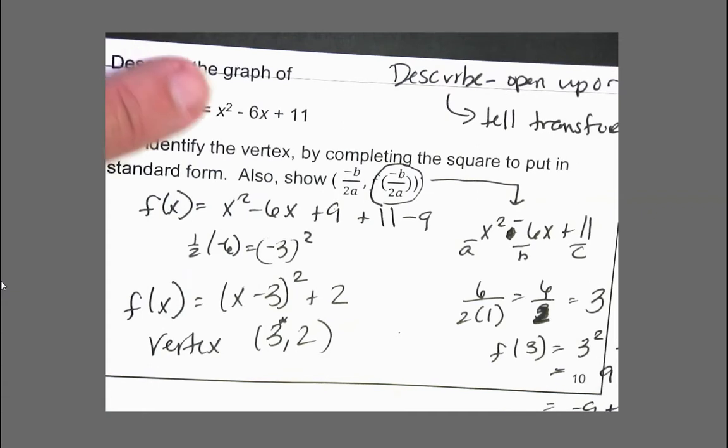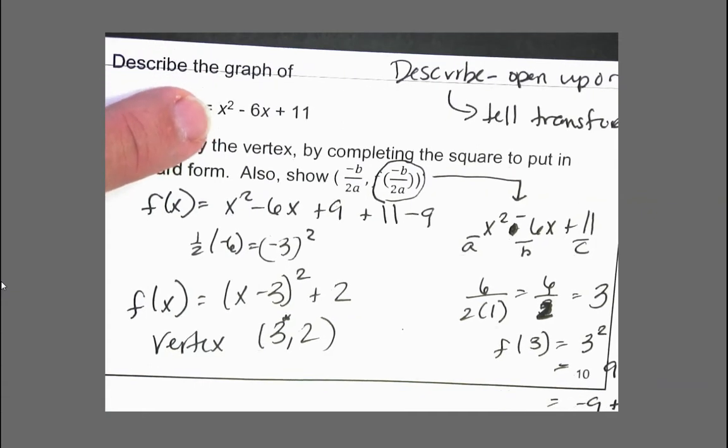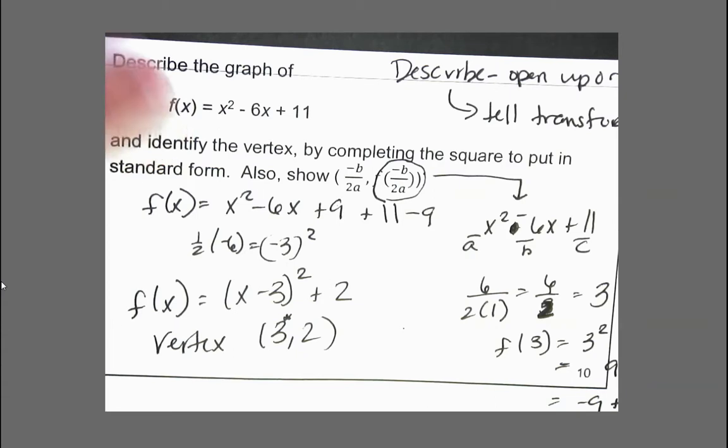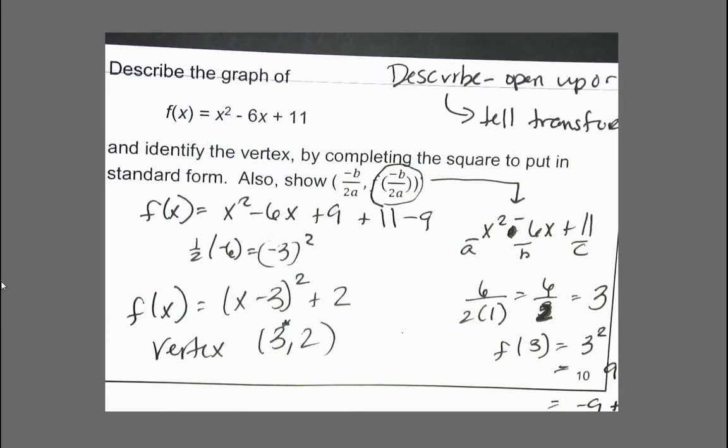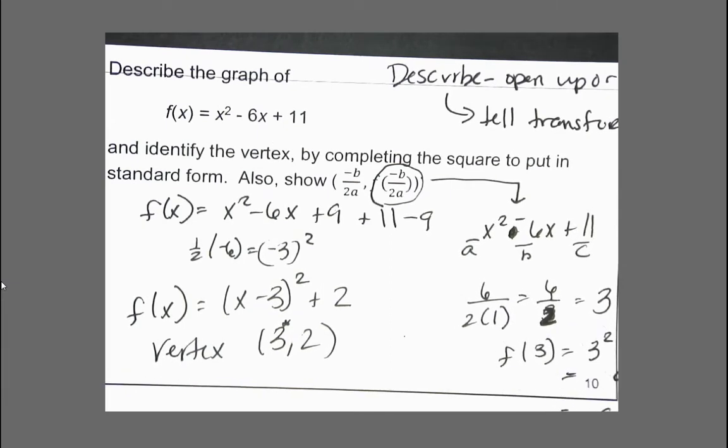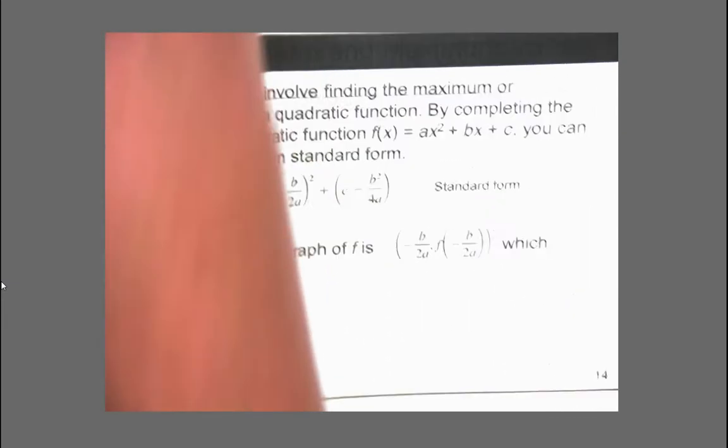But when I look at this, I can still say that thing's going to open what? Up. And I also know it's going to have a what automatically because it opens up? Minimum or maximum? Minimum, right? All of that should be going through your head because you can analyze it to death. When you get higher up in math, that's exactly what you want to do: analyze graphs and functions and figure it all out. That's pretty much a big part of calculus.